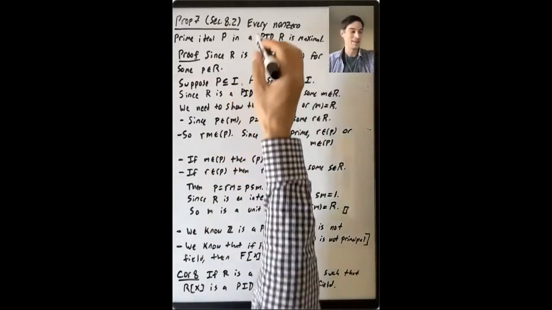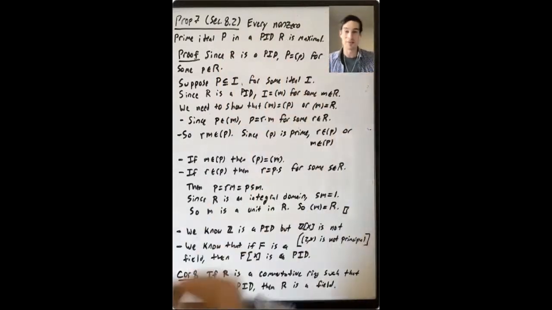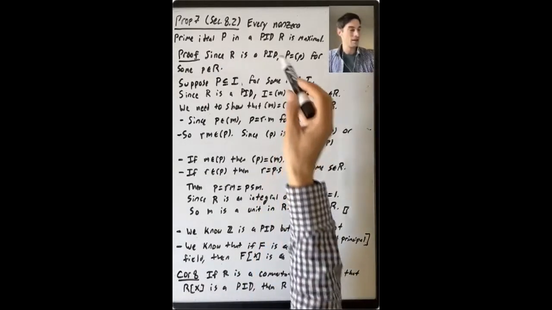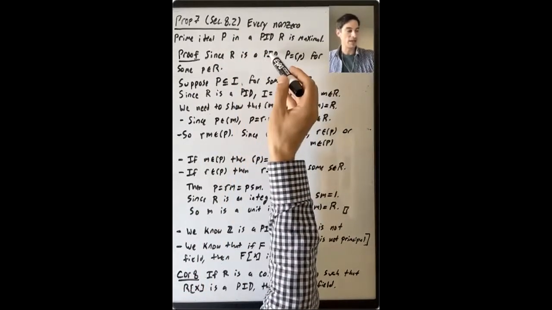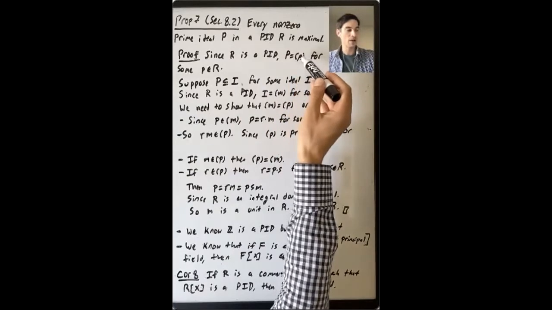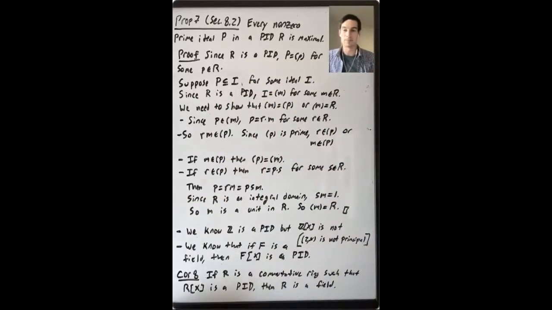We'll now prove that every non-zero prime ideal P in a PID is a maximal ideal. So we know that maximal ideals are always prime, but in a PID, prime ideals are always maximal. So in a PID, the concept of being a prime ideal and being a maximal ideal are the same. Let's prove this. So we want to take our prime ideal P and show that it's a maximal ideal. Well, since R is a PID, this prime ideal is principal. So that means that it's generated by p for some element little p in R.